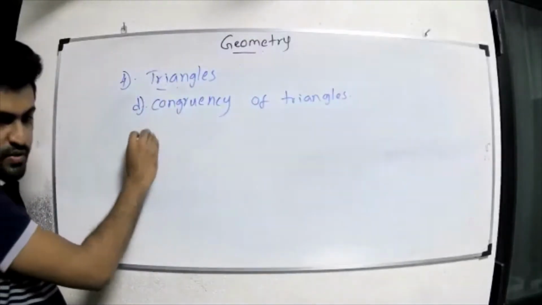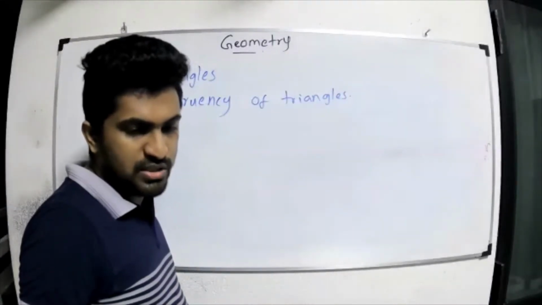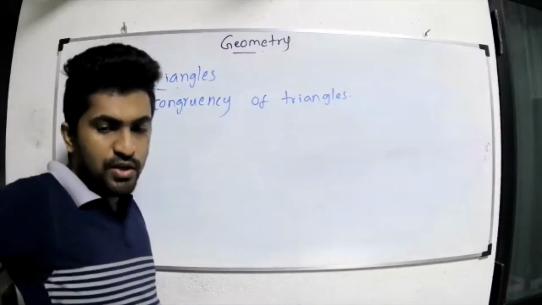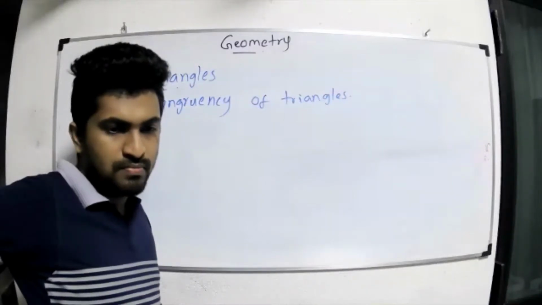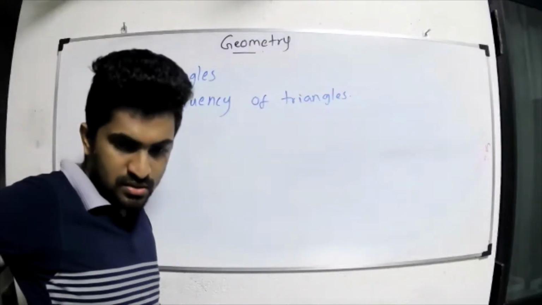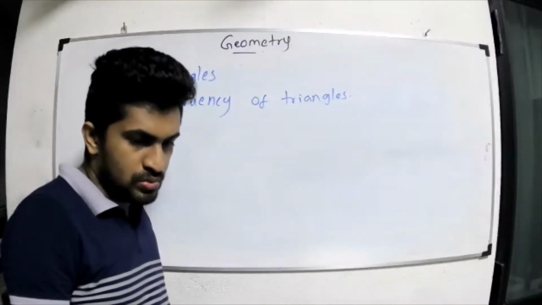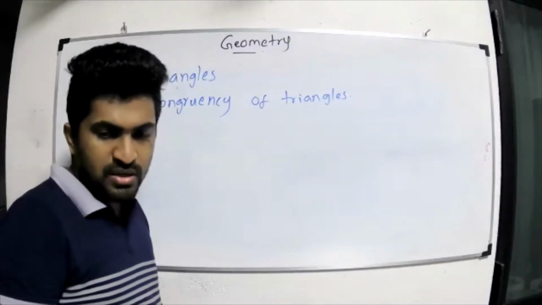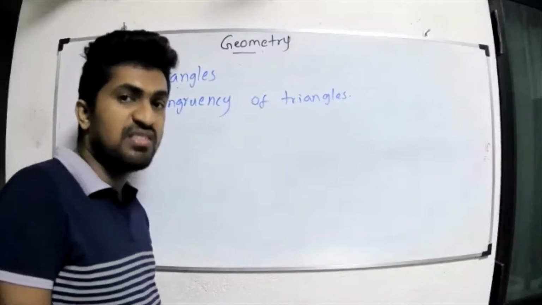Next one is D. Today we have talked about congruency of triangles. Guys, do you know what congruency means? Congruent means what? Does anyone know? Both are identical. If triangles are identical, we call them congruent.